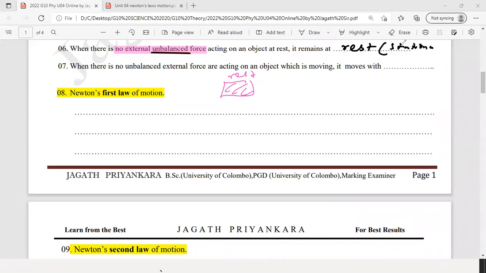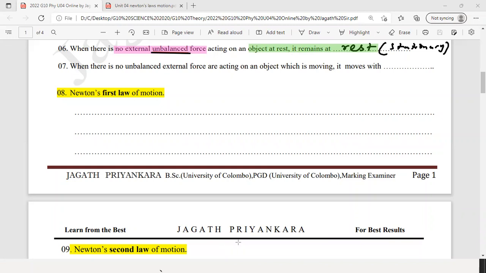Next one. When there's no unbalanced external force acting on an object which is moving, something is moving with the same speed. Object at rest remains at rest when there's no unbalanced force. So I'll highlight here: object at rest remains at rest until you make the forces unbalanced. If it is at rest, it will remain at rest.